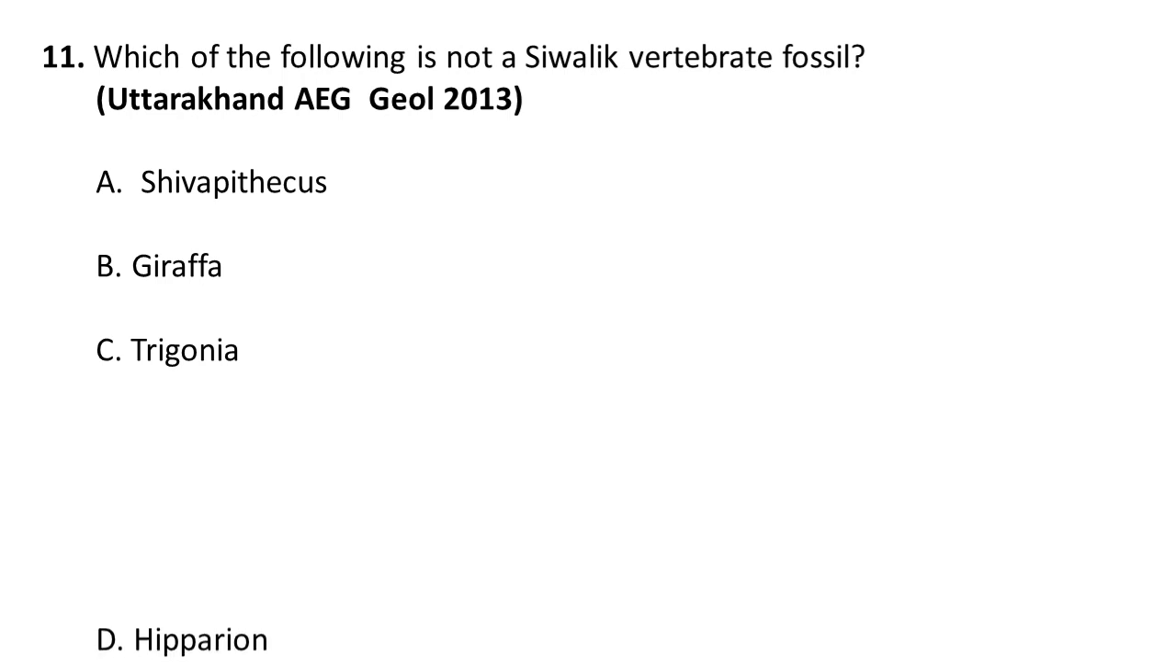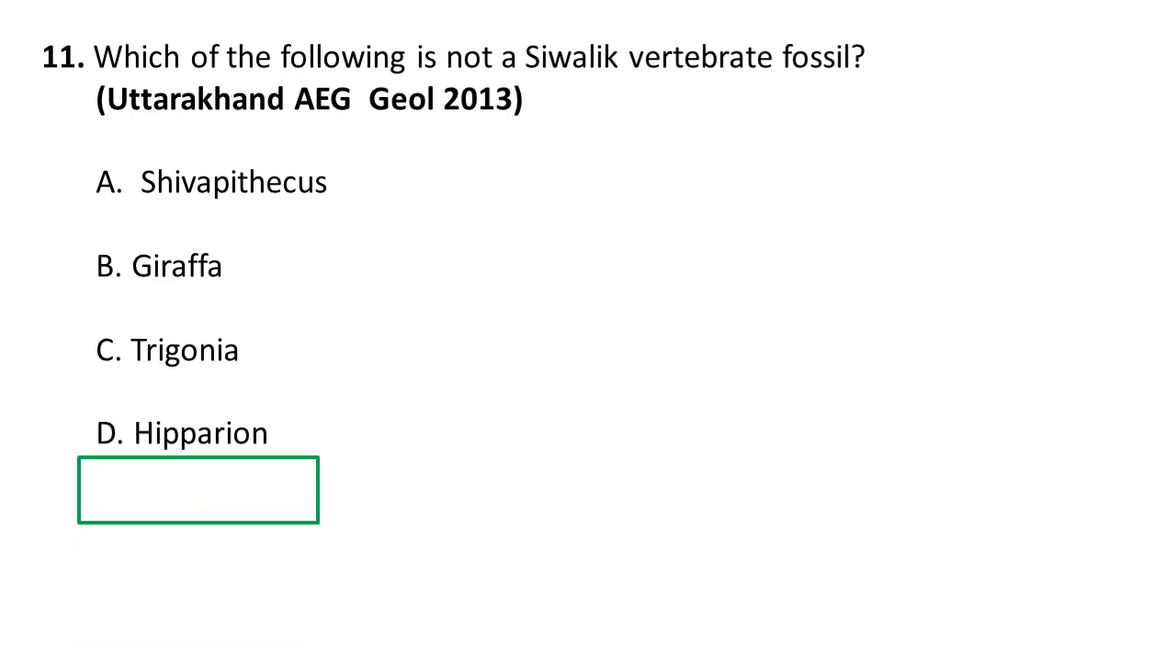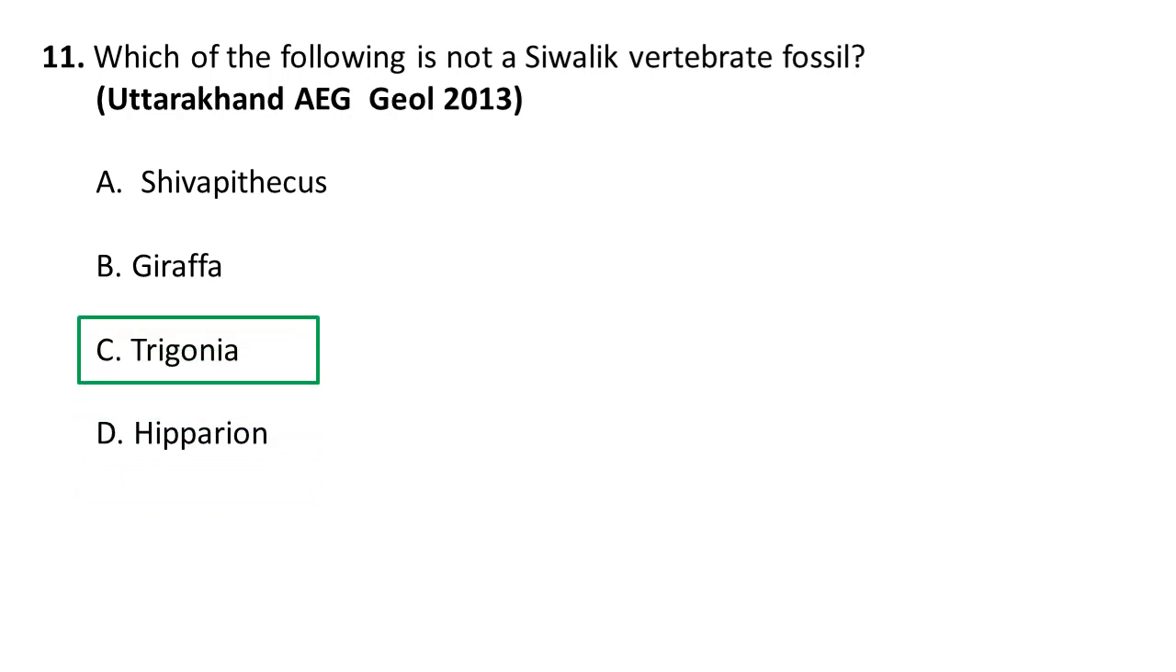The choices are A. Shivapithecus, B. Giraffa, C. Trigonia and D. Hipparion. So the correct option is Trigonia. Trigonia is an extinct genus of saltwater clams. So it is known as a fossil marine bivalve mollusc in the family Trigoniidae.